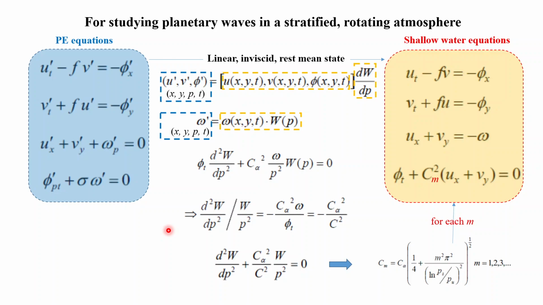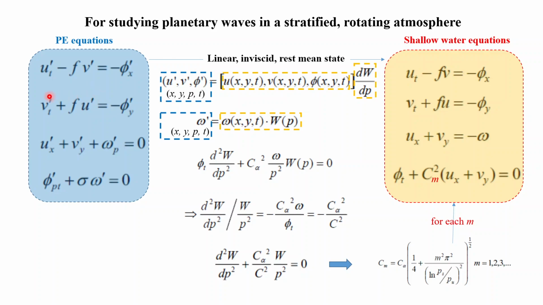Okay, so the left-hand side shows the P equations that consist of the horizontal momentum equation. That's the acceleration term, the Coriolis term, and the pressure gradient force. Note that this is already linearized with the rest mean state. That means the basic flow is 0. We'll only consider the perturbation, the wave motion.